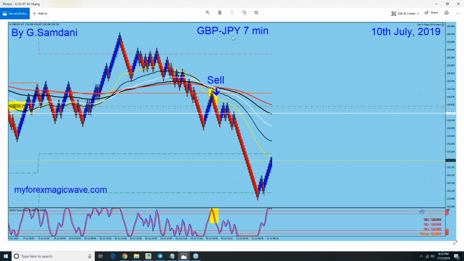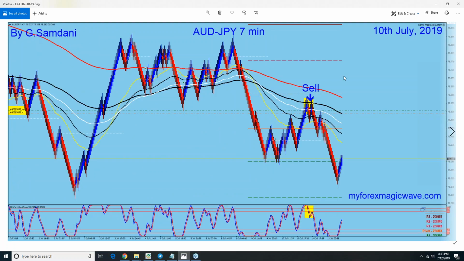And here GBP-JPY, first degree, a solid by-the-book entry, drop, on the 10th. And then AUD-JPY, that's all because of yen strength. All yen pairs started to go down. So this went down, retraced, and then again went down on the 10th.